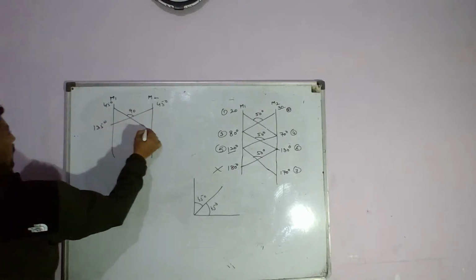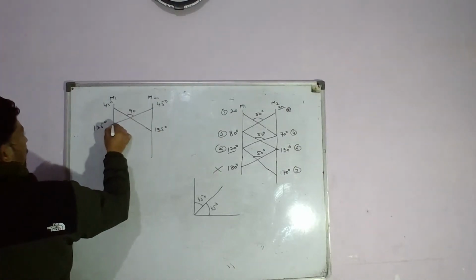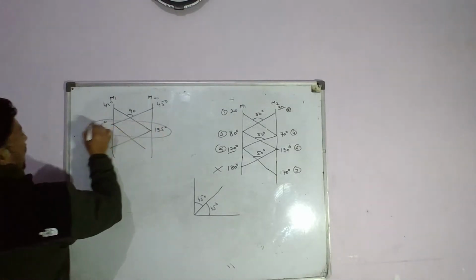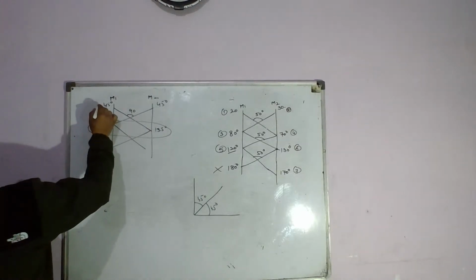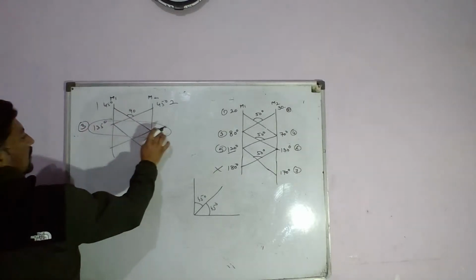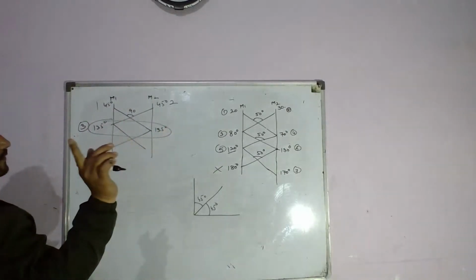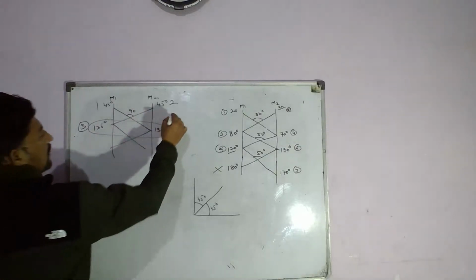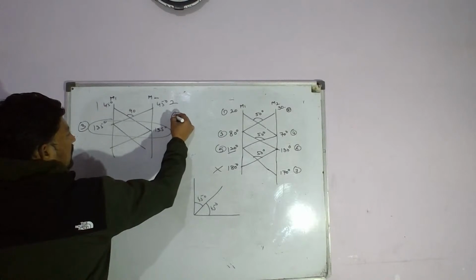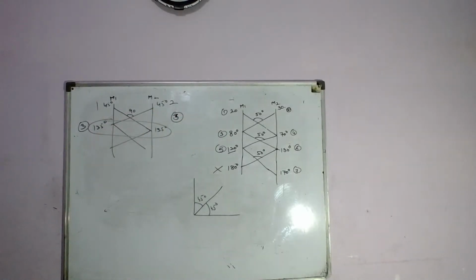135 here, 135, but here overlapping is there. Overlapping means the angle is the same. So how many images are formed? 1, 2, and 3. In overlapping, if two values are the same, then you can take one image. It means it will form three images. Only three images are formed because here overlapping is done. One more case for overlapping.